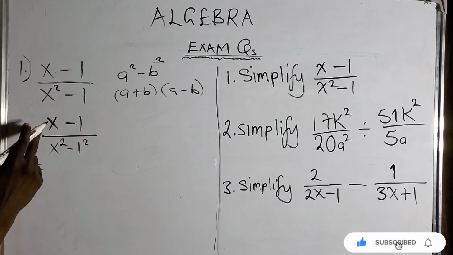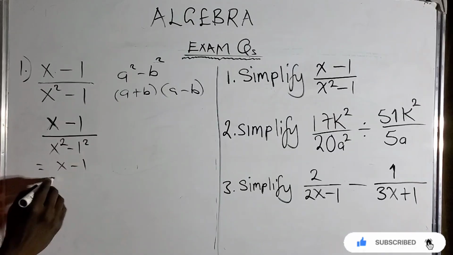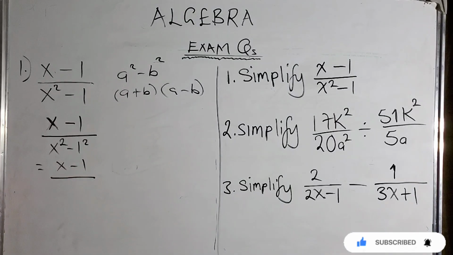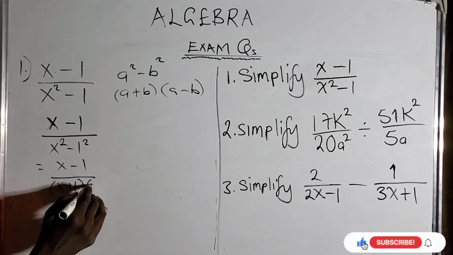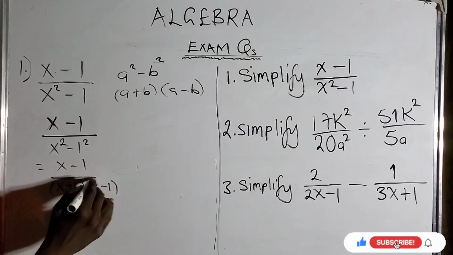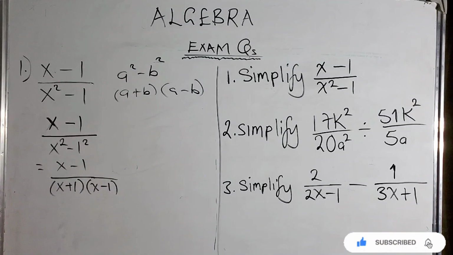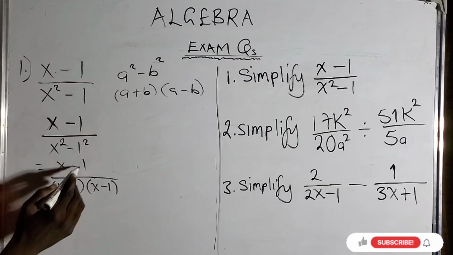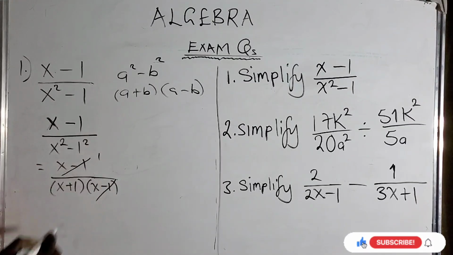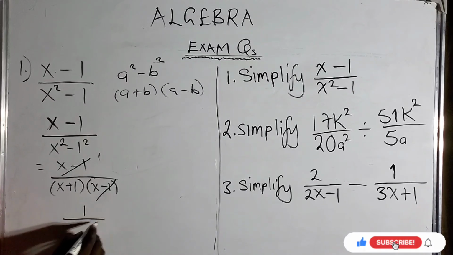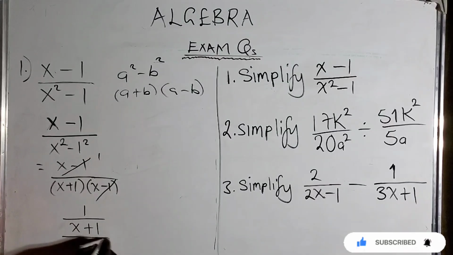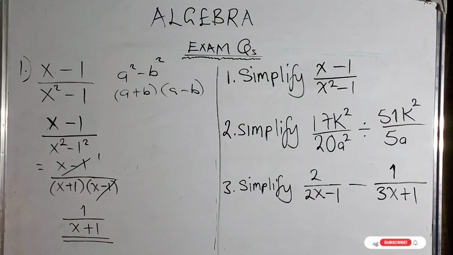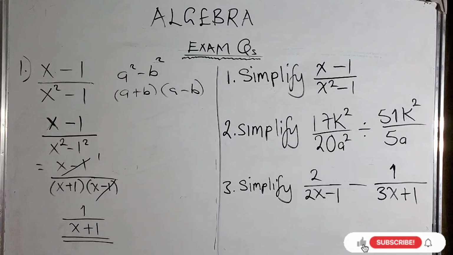Finally here we have x minus 1 over x plus 1 in bracket x minus 1. Now, you need to ask yourself a question. Do we have what is common on the numerator and denominator? Yes, we have x minus 1. So on top here, we're just remaining with 1. Therefore, the final answer will be 1 over x plus 1. So this is the answer. Okay, it's as simple as this.